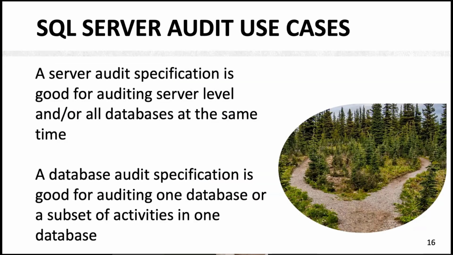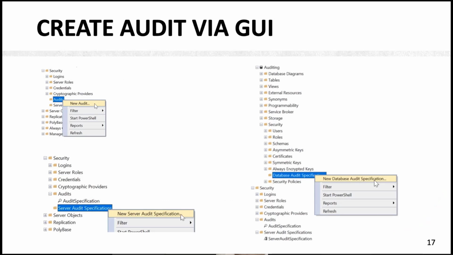A server audit is generally good for auditing server level changes and/or all databases at the same time. A database audit is good for auditing one database or a subset of activities in one database. Basically, if you audit all the databases at the server level, don't audit at the database level as well, because it's just going to cause a lot of duplicate auditing to happen.